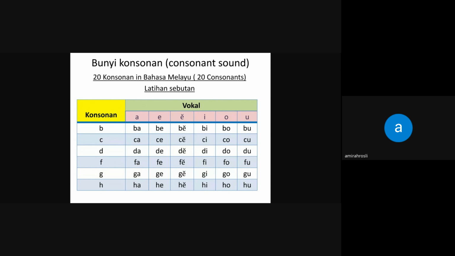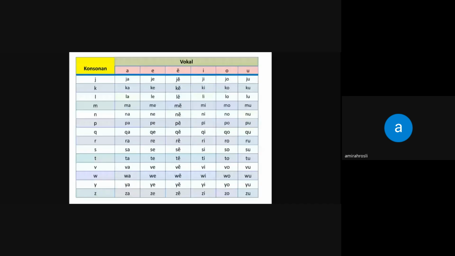Okay, so now we have E, I, O, U, and then we are going to combine them with the consonants. So we have B, CH, D, F, G, H. We have ba, be, bi, bo, bu, cha, che, chi, cho, chu. Okay, it's like that. Ga, ge, gi, go, gu. Now I sound like a silly kid.